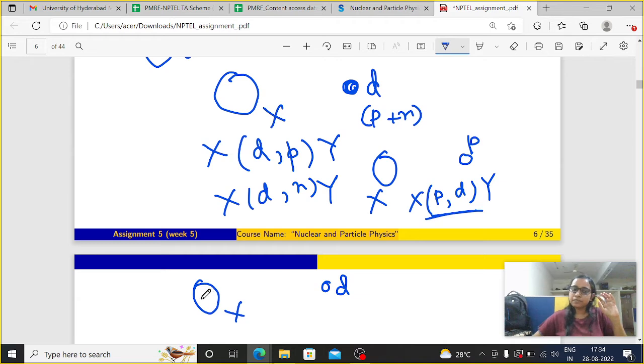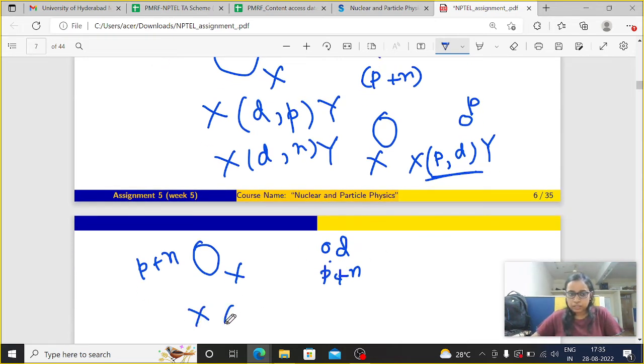So target nucleus means the nucleus is made up of protons and neutrons. There are many protons and many neutrons inside the target nucleus. And the deuteron is also made up of a proton plus a neutron, only one proton and one neutron. So it may be possible that this type of reaction will occur when there is an electromagnetic interaction between target and projectile.